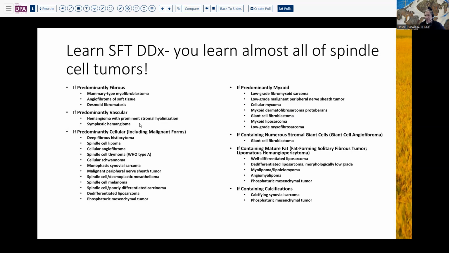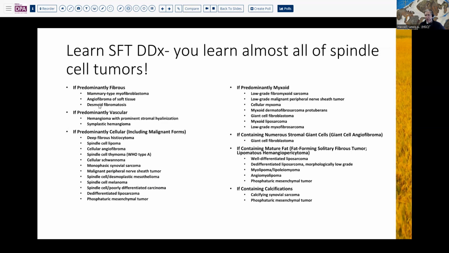And likewise, the more cellular ones, a very broad differential that includes several of the things we've already talked about, spindle cell lipoma, and so forth. Some of the things we'll talk about later, like cellular schwannoma, synovial sarcoma, malignant peripheral nerve sheath tumor, desmoplastic mesothelioma, spindle cell melanomas, poorly differentiated carcinomas or spindle cell type, dedifferentiated liposarcoma, and even the phosphaturic mesenchymal tumor can enter into the differential of several of these.